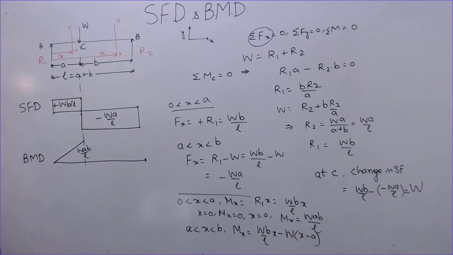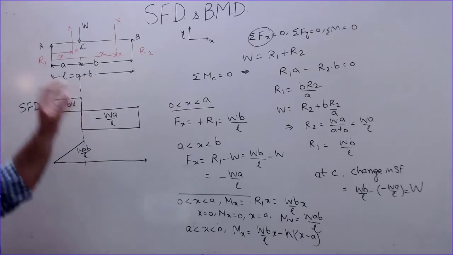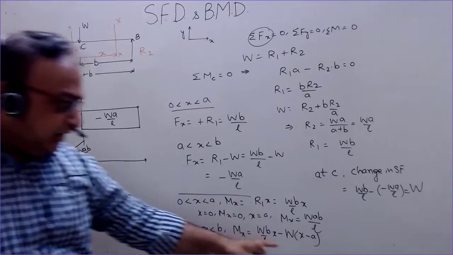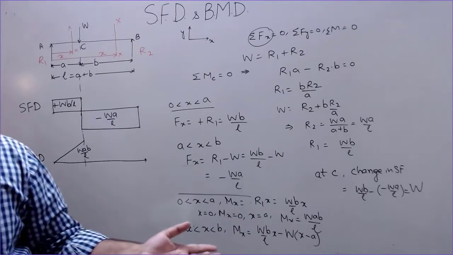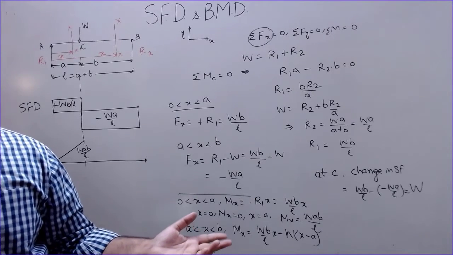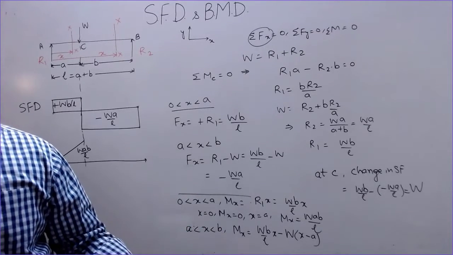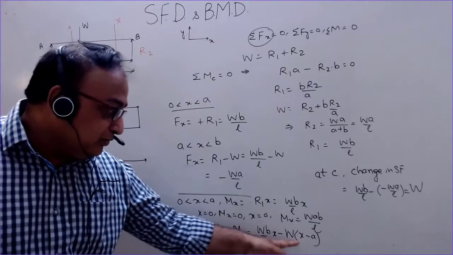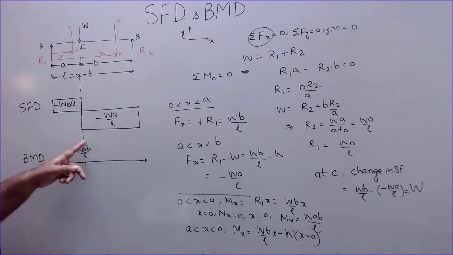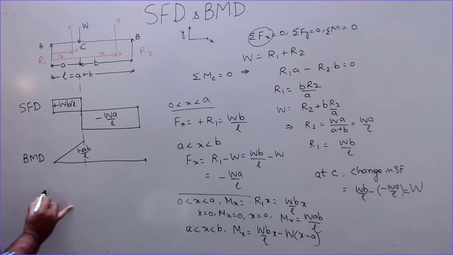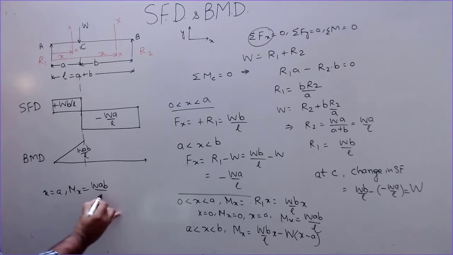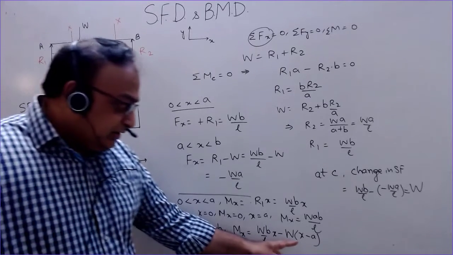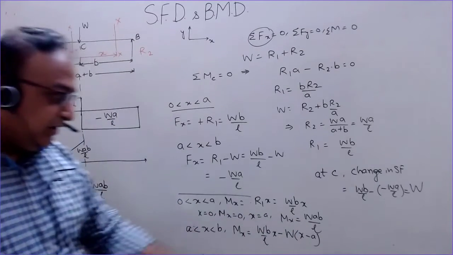Now one thing you have to keep in your mind if you use this calculation, that when x is less than a for this part, this term W into x minus a is immaterial. This will be 0 if x is less than a. This will be used only if x is greater than a. At x equal to a, this term is 0, so bending moment is Wab divided by L. So at x equal to a, Mx is Wab divided by L. And as I told you, this term is used only if x is greater than a.